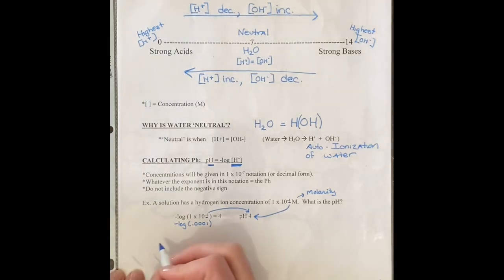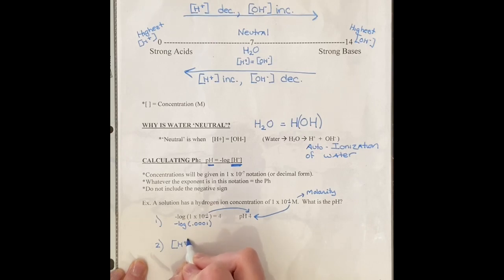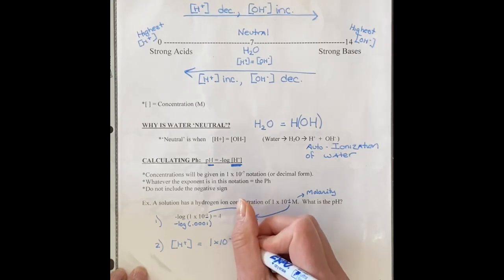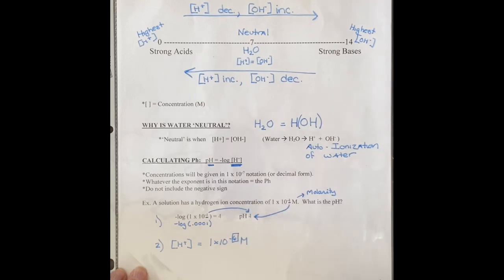So let's take another example. Question number 2. If the hydrogen concentration equals 1 times 10 to the negative 6th molar, well, what would the pH be? I got 1 times 10 to the negative 6th right here. I'm just going to box off that 6. I am not going to include the negative sign, so the pH would be 6.